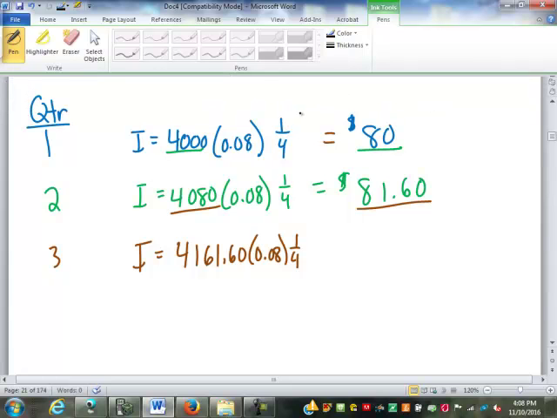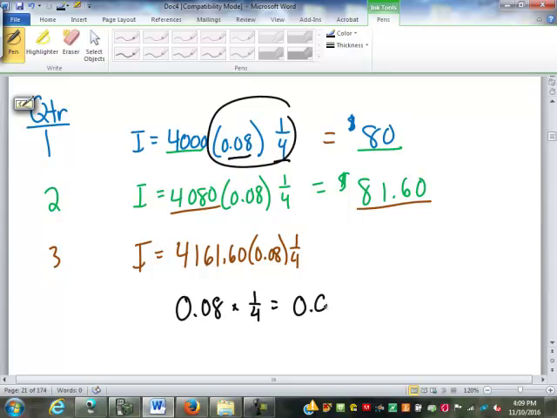Each quarter, how much interest is being added? Well, it's 0.08 times 1/4. 0.08 times 1/4 is 0.02. So what that means is every quarter, they're figuring in 2% interest. That makes sense. 8% for the year, 8 divided by 4 is 2% per quarter. That makes sense.